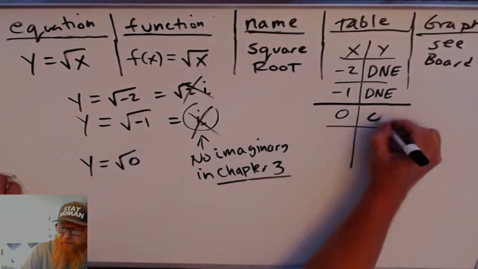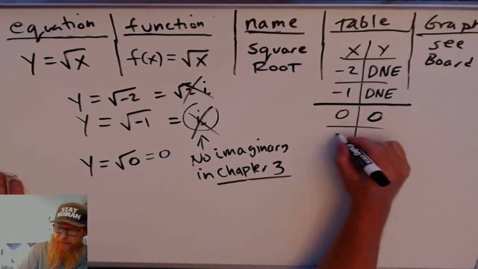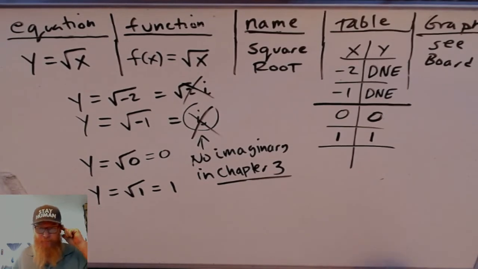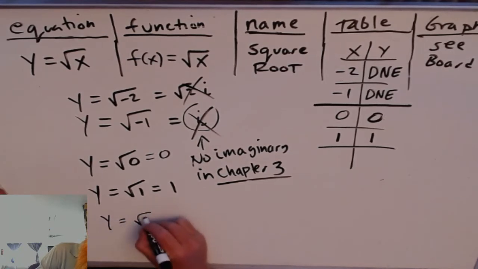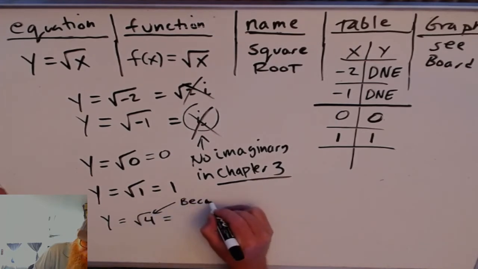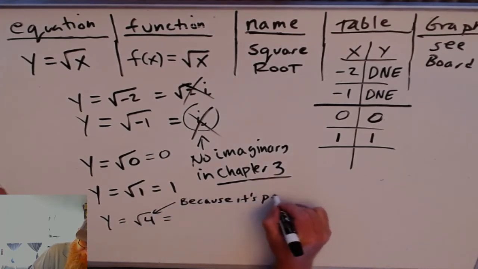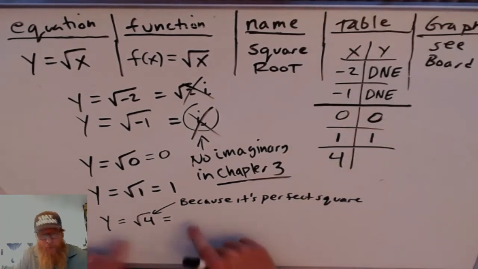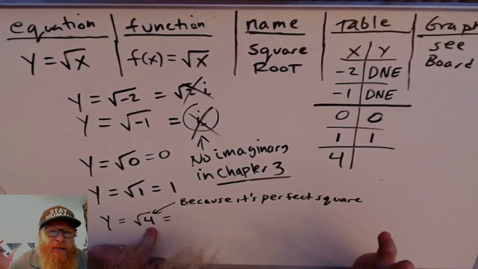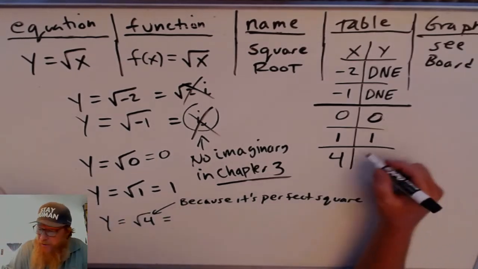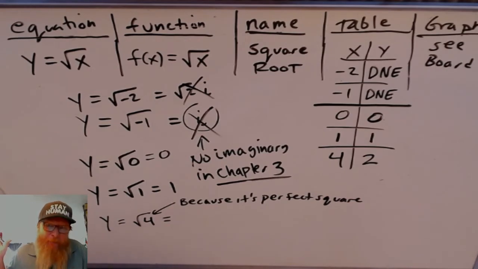So the square root of 0 is 0. Then I'm going to do 1. The square root of 1 is 1. Okay. Now watch what I do next. I skip to 4. Why? Because it's perfect. So in my table, I only want to use numbers that are perfect because we're not using calculators. Right? I want an exact value.